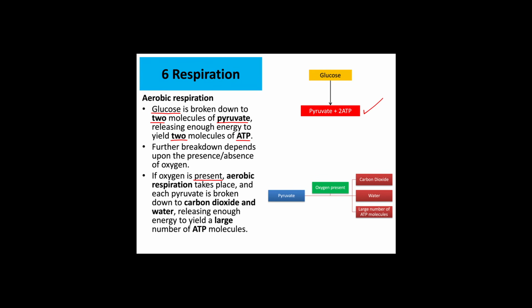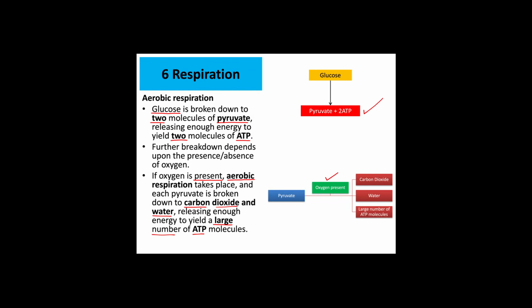So if the oxygen is present, then we start the process known as aerobic respiration. Aerobic means with oxygen. So aerobic respiration will take place if oxygen is present. We can see that here in this diagram. When the oxygen is present, pyruvate can then be broken down into the products carbon dioxide, water, and it produces a large number of ATP molecules, okay? A large number of ATP molecules. And we also get these products here as well, carbon dioxide and water.